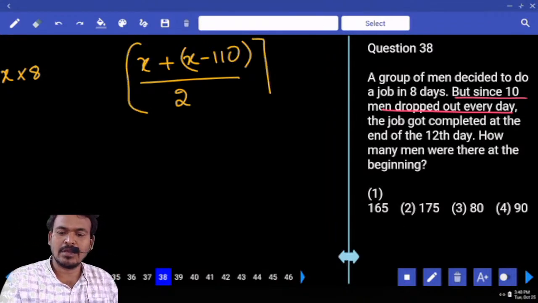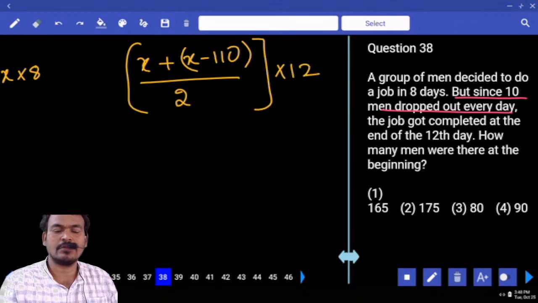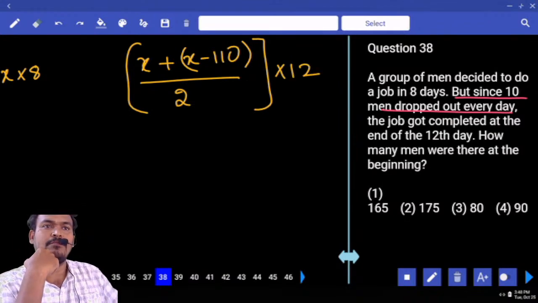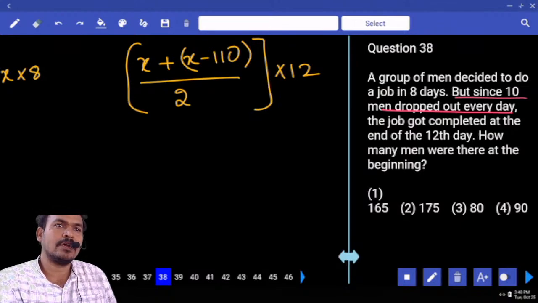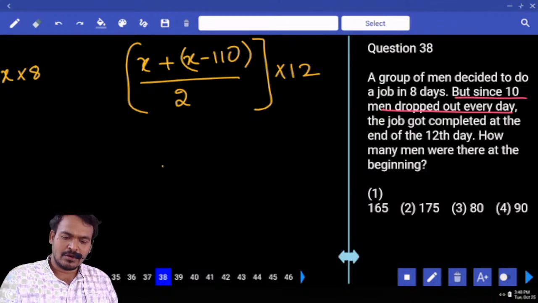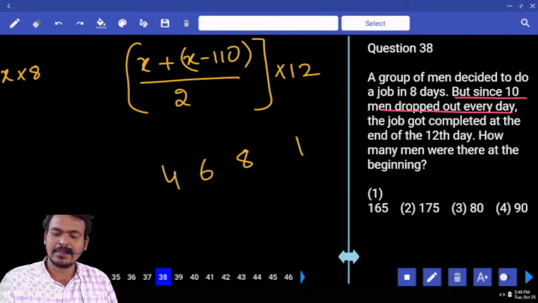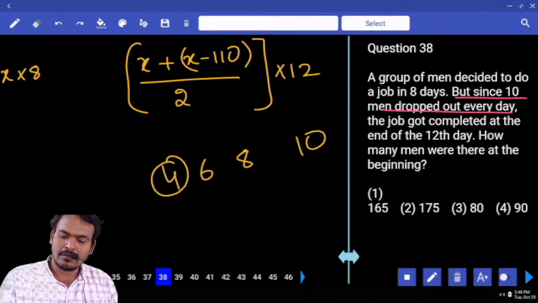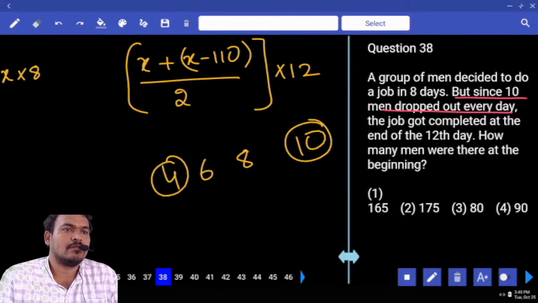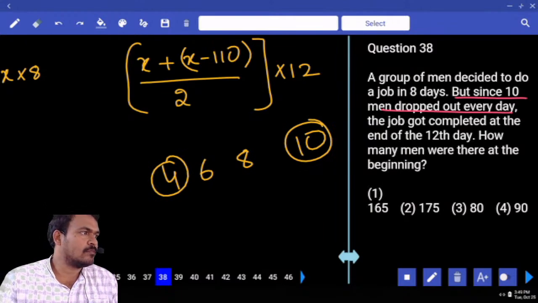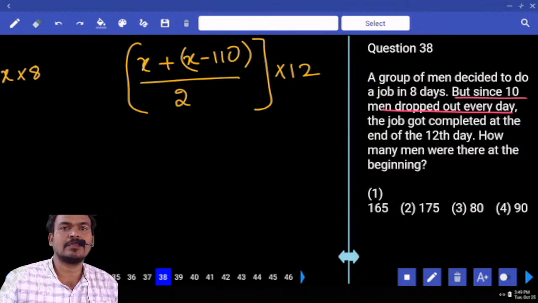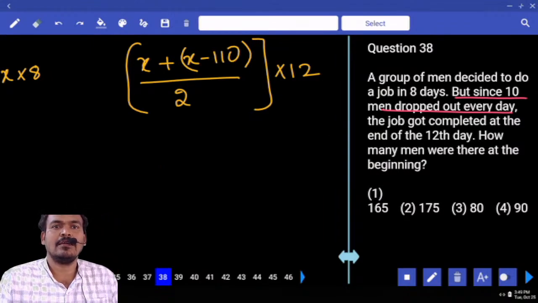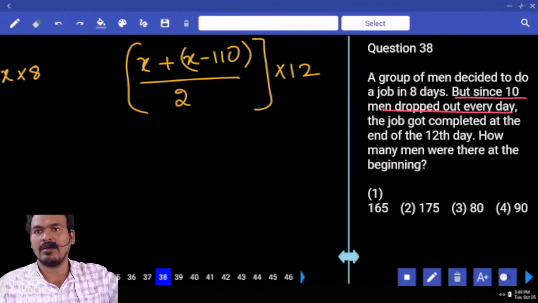In total, how many observations? 12 observations, or not? The left hand side has 12 days, the right hand side also has 12 days, or not? What is the average of 4, 6, 8, 10? First number plus last number by 2, or not? Yes or no? What is the first day's value? X. The last day's value is X minus 110. Both are added by 2, and we get the average value, or not?